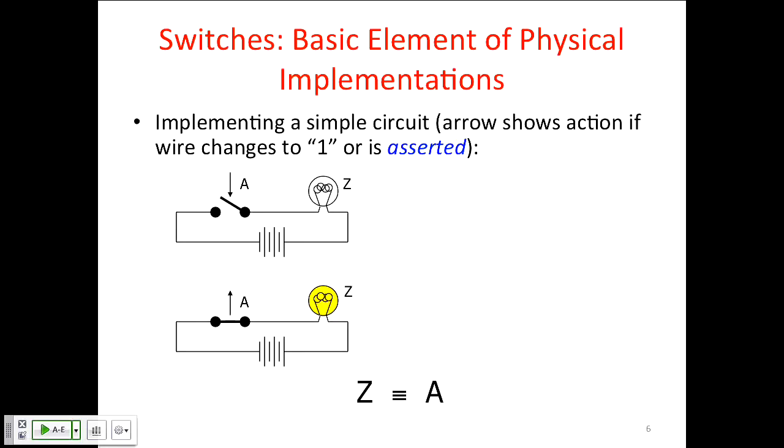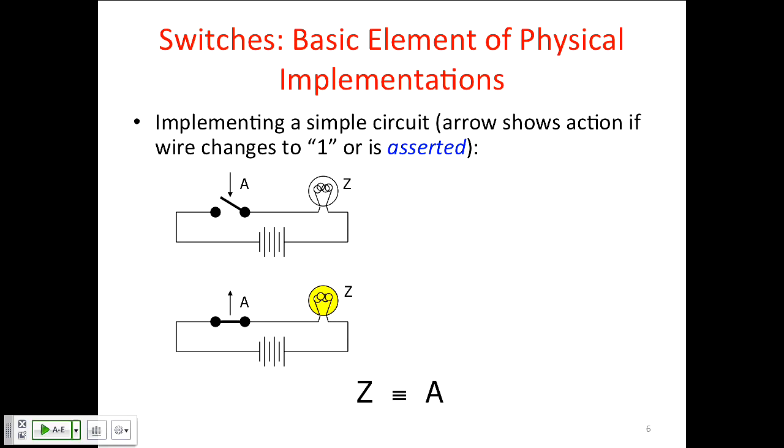So let's go through basic, hopefully high school physics on how you connect batteries, switches and light bulbs. If this is a battery here, and this is a light bulb, and this is a switch, this is showing the switch open. When the switch is open, no current can flow, so the light bulb is off. When I press the switch closed, I complete the circuit, and current can flow around this loop and light up the light bulb. So the functionality of the circuit is: when the switch is on, the light is on.